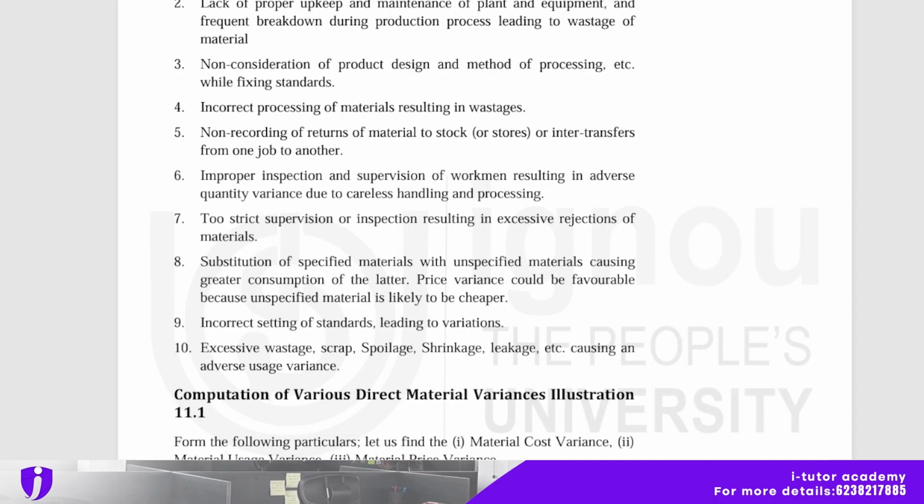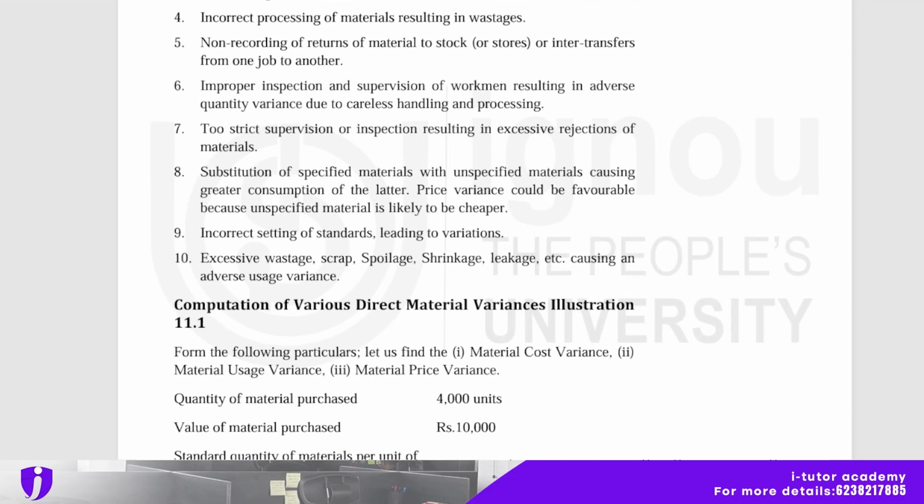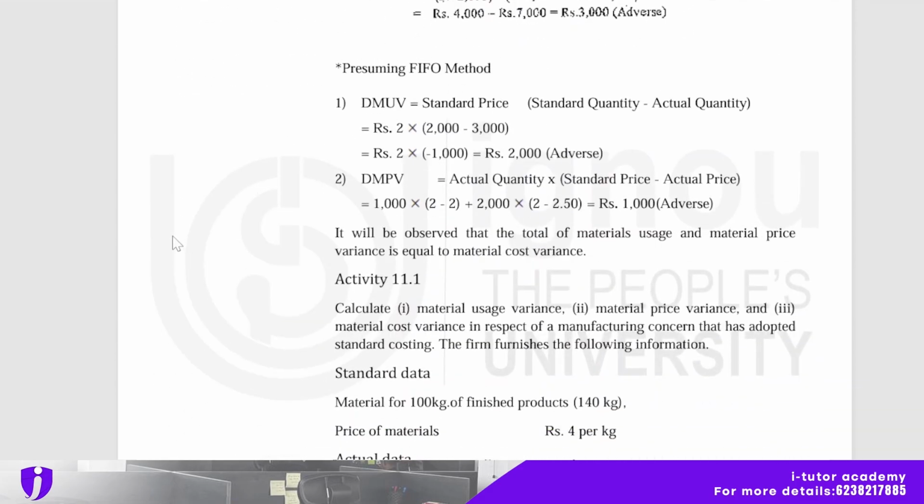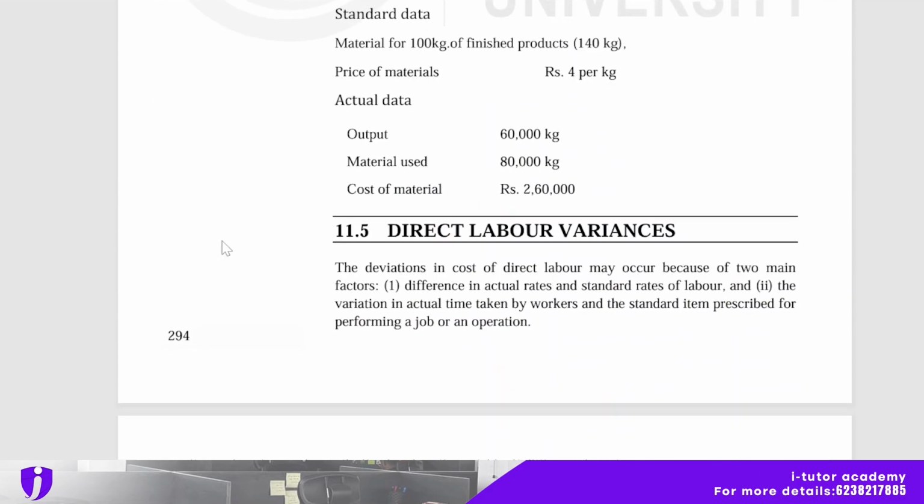Too strict supervision or inspection resulting in excessive rejection of materials; and substitution of specified material with unspecified materials, causing greater consumption of the latter, and price variance could be favorable because unspecified material is likely to be cheaper; incorrect setting of standards leading to variations; and excessive wastage, scrap, spoilage, shrinkage, leakage, etc., causing adverse usage variances. Computation of various direct material variances, an illustration, is here. You just go through this illustration with the example, and an activity section is also here. It will help you for more understanding.